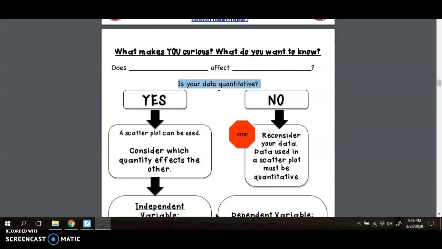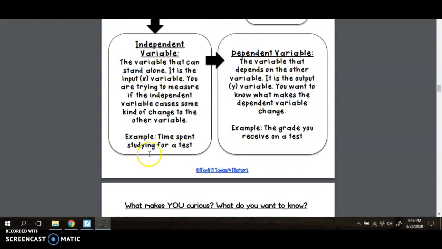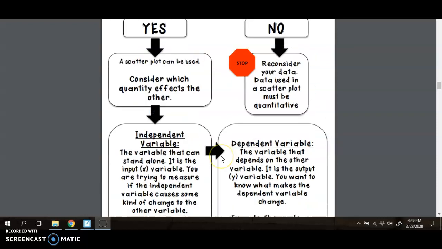So you have to think of things that are going to generate numbers, okay? Their example here of time spent studying for a test can create numbers. Maybe I spent an hour, maybe I spent 10 minutes, whatever. And for the grade you receive, instead of doing A, B, C, D grades, you can say they got 50%, or 100%, or 75%. You can use percentages instead, because that would be quantitative with numbers.